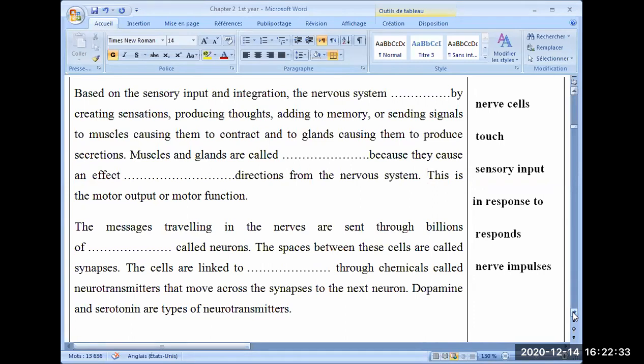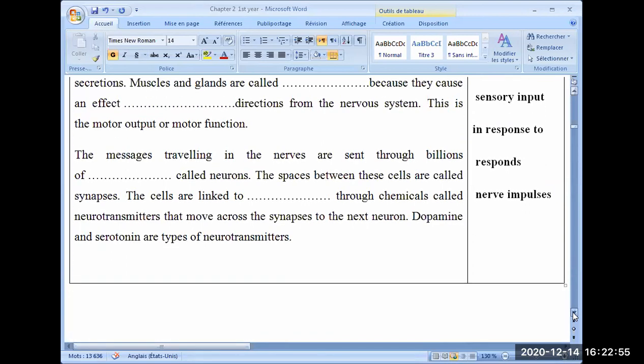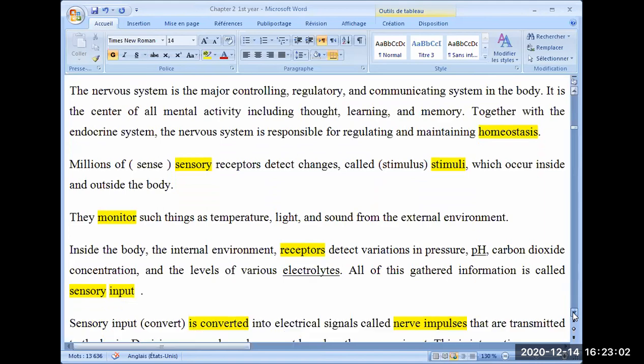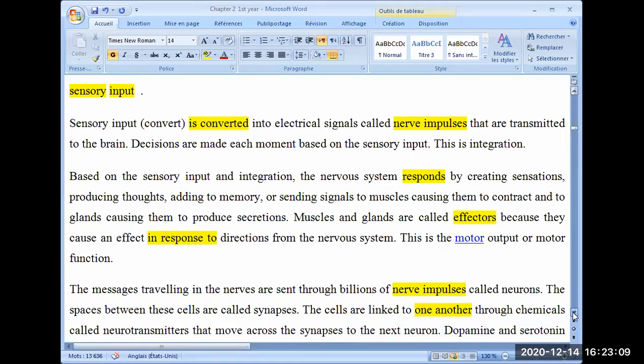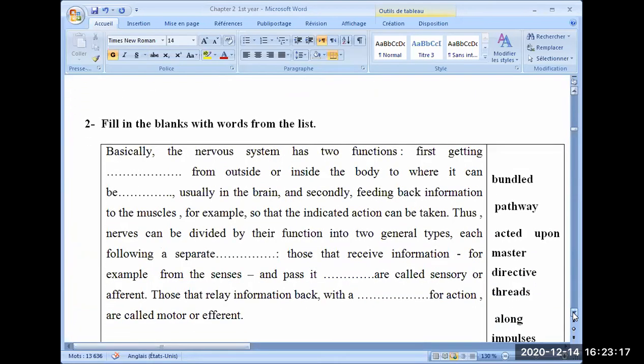Dopamine and serotonin are types of neurotransmitters. Okay, so we say dopamine. Can you say dopamine? Dopamine and serotonin are types of neurotransmitters. Okay, here we are supplied with the answers. I will, of course, send you the answers to help you with your revision. Next exercise, just to familiarize you with the language and to make you learn the words we learned. Yes, please, let's read and give answers. Any volunteers?